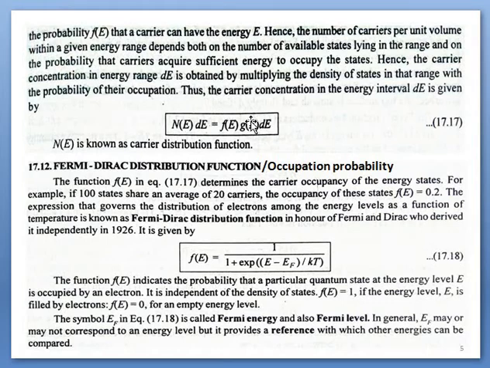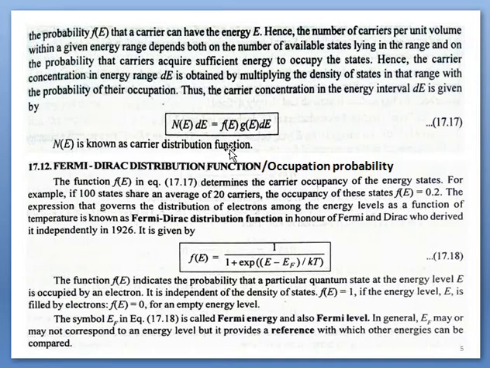So the density of states is multiplied by the probability. This probability represents a single energy state E being filled by an electron. If this is multiplied with the number of energy states, we have the number of electrons, and by multiplying by the energy range, we have the total number of electrons in the energy range dE. This term is a function of E because it is expressed as a distribution function.